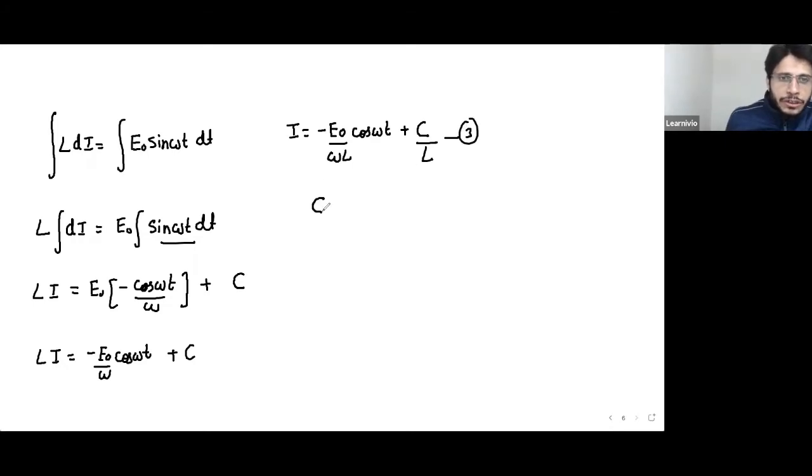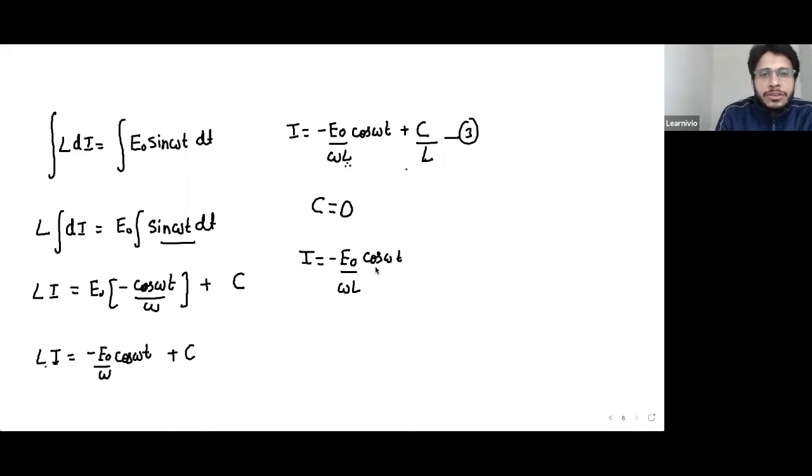Now, this constant of integration is 0. I'm not deriving why it is 0. It can be derived using the concept of average value of current for a full cycle. So I'm not deriving it here, I'm just writing its value directly, that c is equal to 0. So your I comes out to be minus E naught by omega L cos omega t.